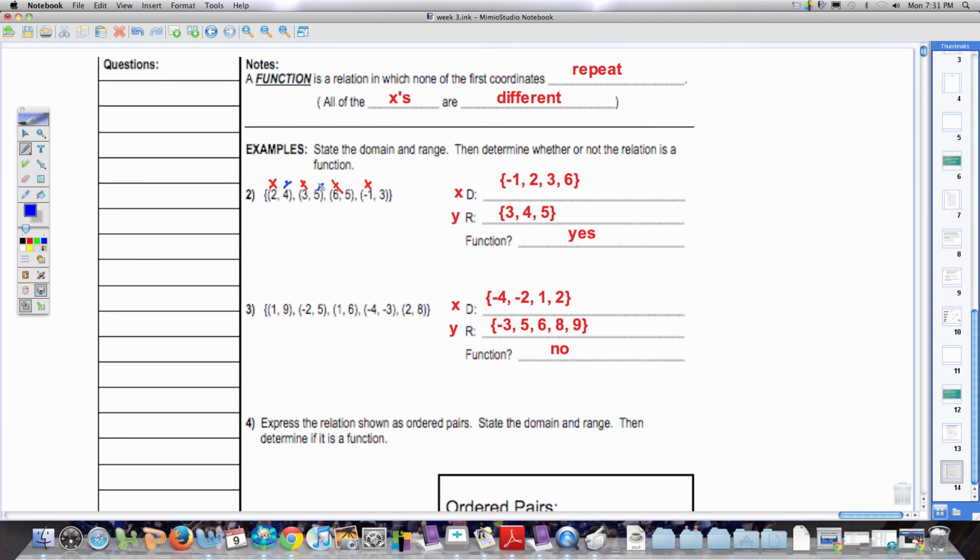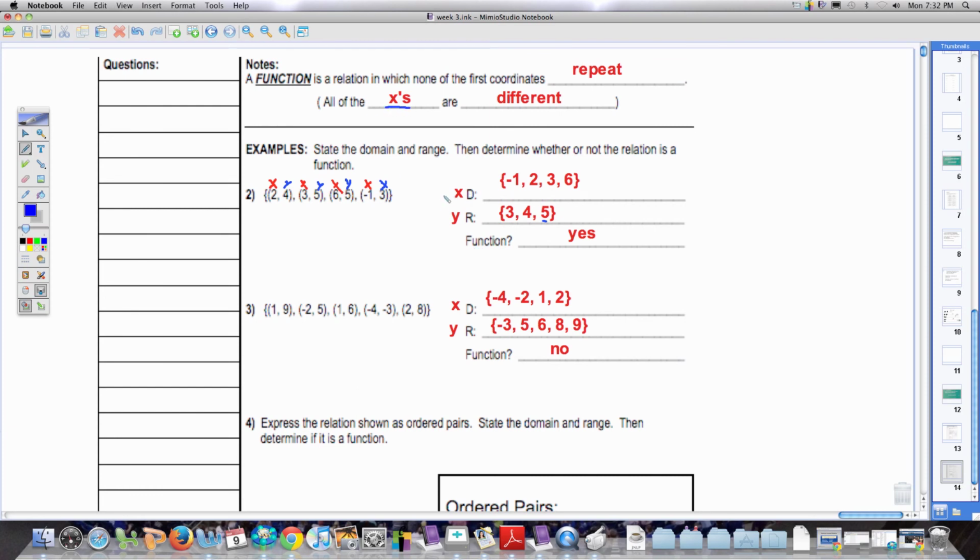All right, now for your range. Your range is the y, so it's your y coordinates. My y coordinates are 4, 5, 5, and 3. Notice 5 repeats, so I only need to put 5 once. What's my smallest one? 3, so it's going to go 3, 4, 5. You don't have to put 5 more than once. Again, domain is your x coordinates, range is your y.